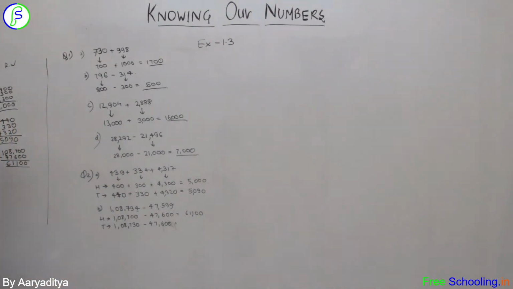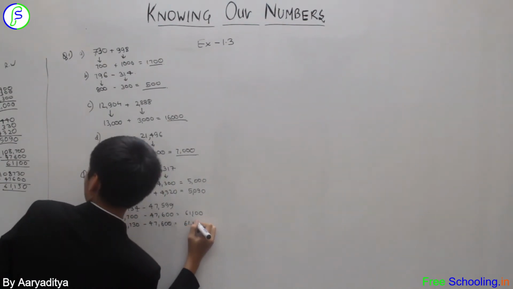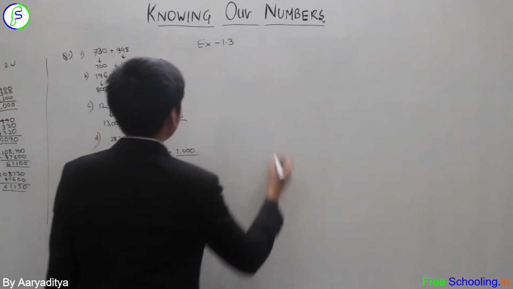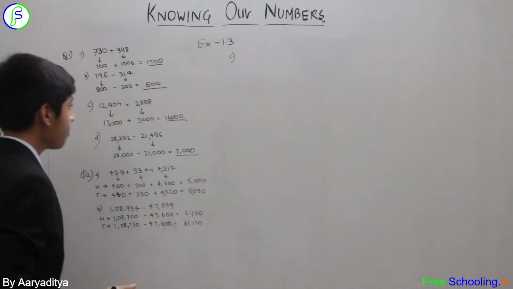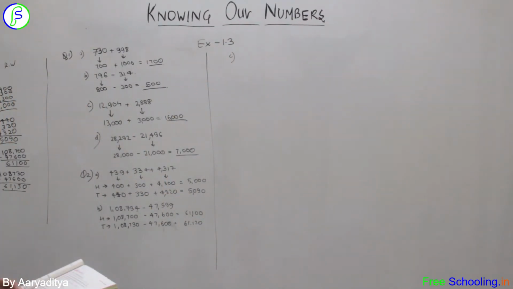Now let us do that one in the rough. 108730 and 47600. Subtracting this one, we get 0, 3, 1, 1, 6. So we get 61,130. Now let us proceed to the C part. Let me do this one here, making a partition. Okay. What does part C say?